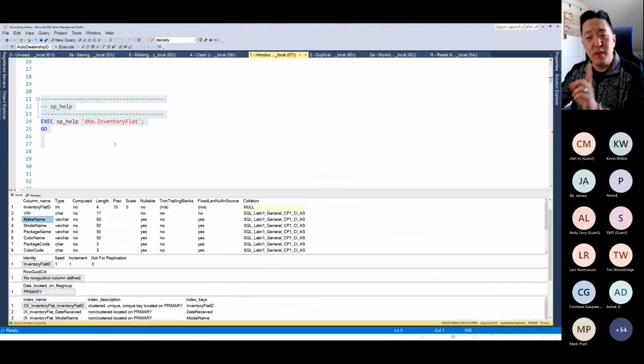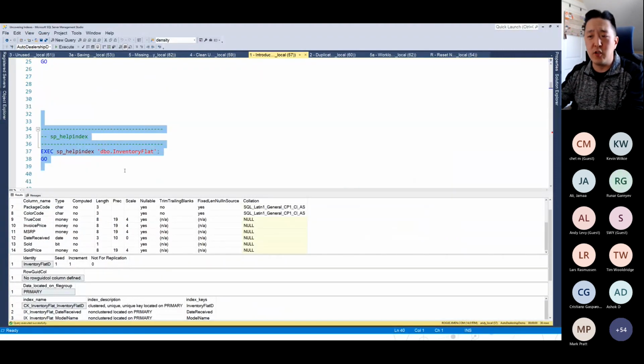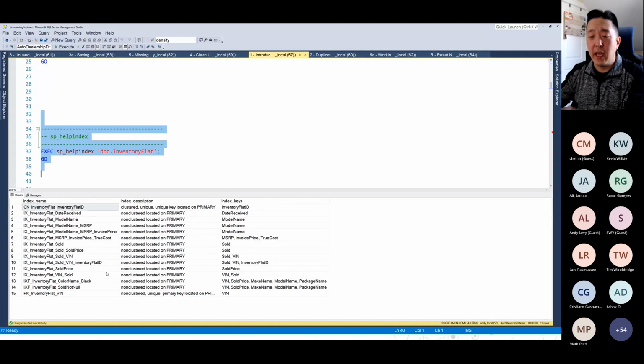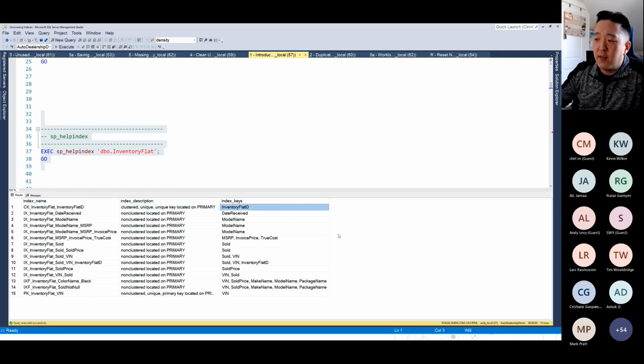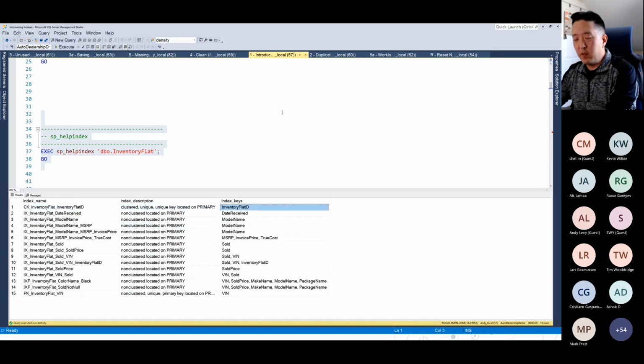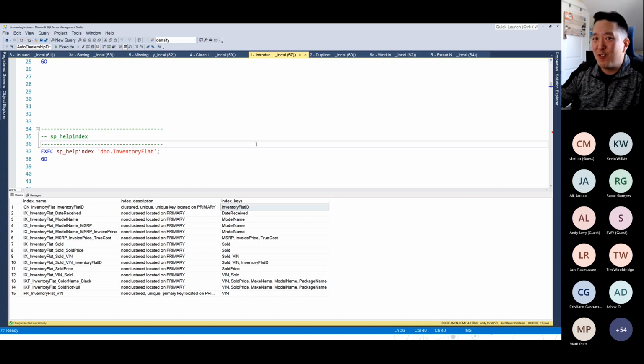So that's pretty cool. If I only want to see the index information, I can instead execute sp_helpindex here. And we see that this Inventory Flat table happens to have 14 non-clustered indexes, and then a clustered index on InventoryFlatID. Now, looking at the output of this, is there something missing here? My included columns. Unfortunately, sp_helpindex does not show you that information. It's been a shortcoming of this stored procedure, and one reason why I actually never use it.